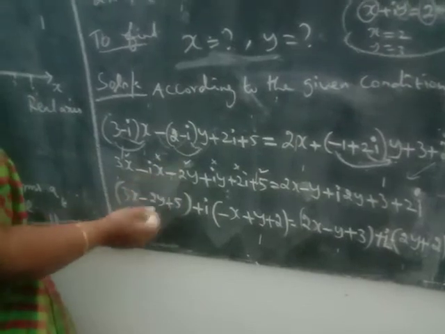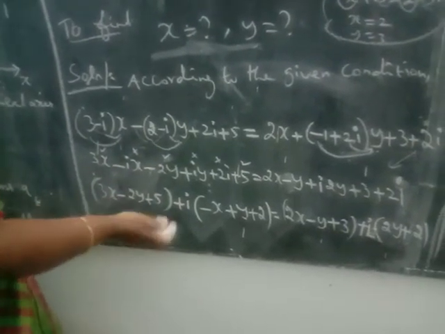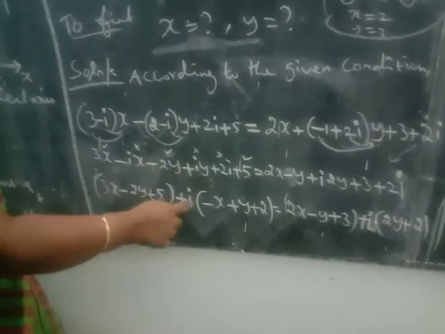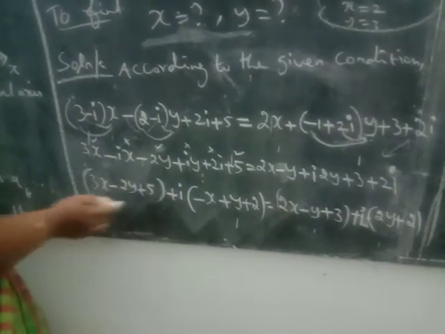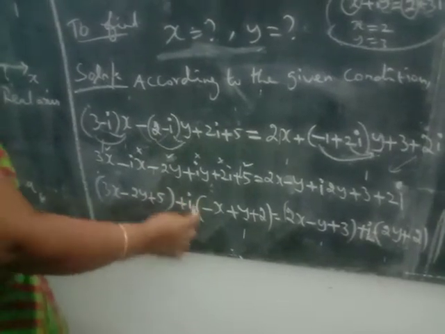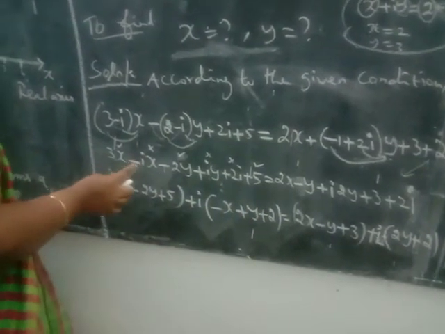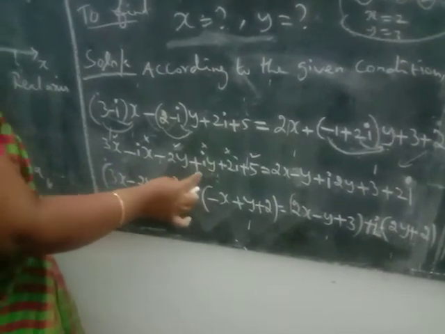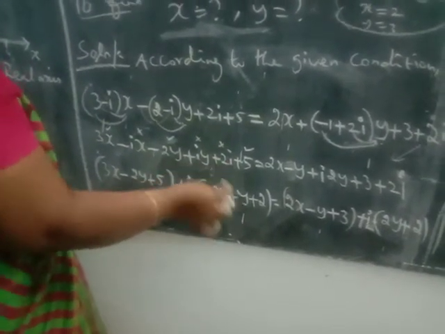Now we are grouping the real parts. Then group the imaginary parts. So for the imaginary parts you take i, because the general form is x plus iy. Just put plus and i, and open a bracket. What is the imaginary part here? Minus x. So you write minus x. Here plus y. Here plus 2.